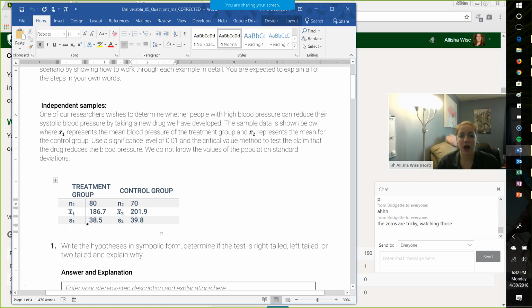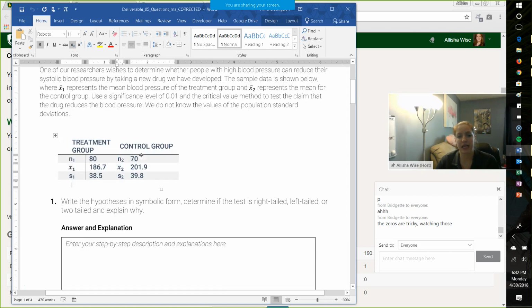These first 2 columns are for the treatment group, which are the group that are getting the drug, okay, that are taking the drug. The second part here is the control group, and they are just getting the placebo. They're not actually getting the drug. So you can see N2 is 70, X bar 2 is 201, and S2 is 39.8.